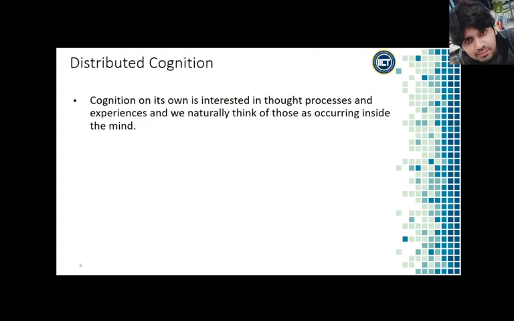So, distributed cognition. Cognition on its own is interested in thought processes and experiences, and we naturally think of those as occurring inside the mind. But distributed cognition suggests that models of cognition should be extended outside the mind. This theory proposes expanding the unit we use to analyze intelligence from a single mind to a mind equipped with other minds and artifacts, and the relationships among them.